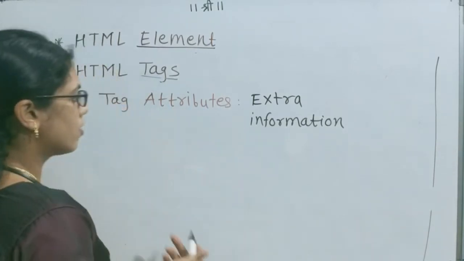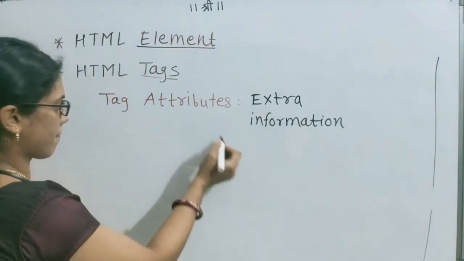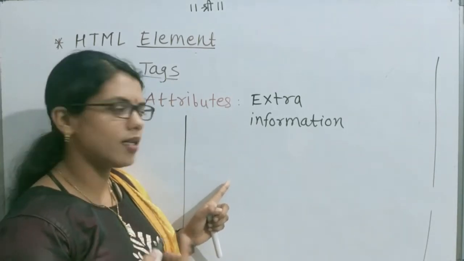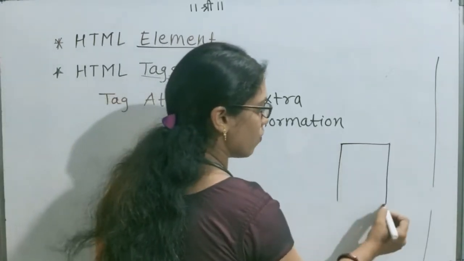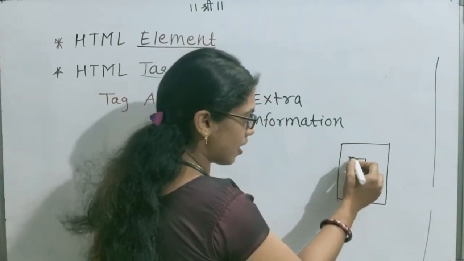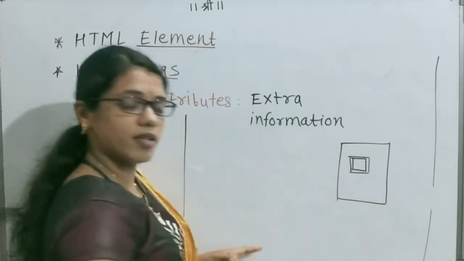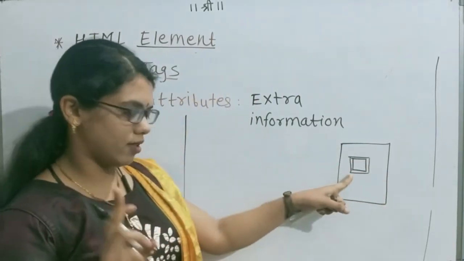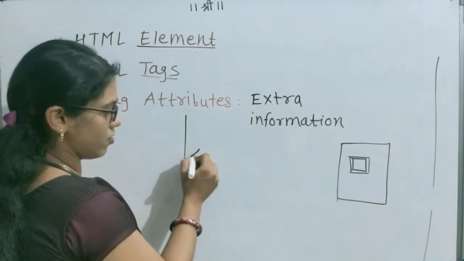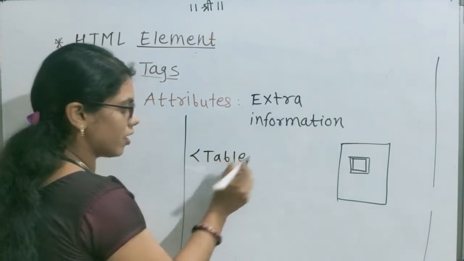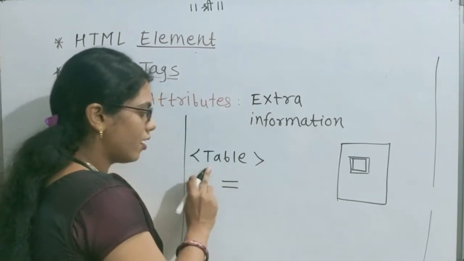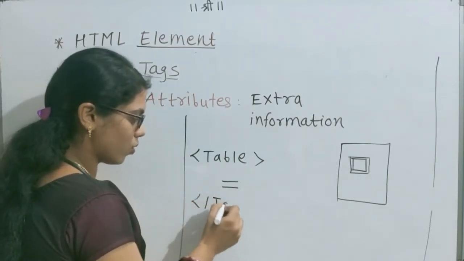For example, take a simple example. We have to create a table in a website. This is our web page. We have to create one table. Suppose this is a table, but that table has a double border. Again, listen. To create a table in HTML, the table tag is used. Then some element content, and the table tag is closed.